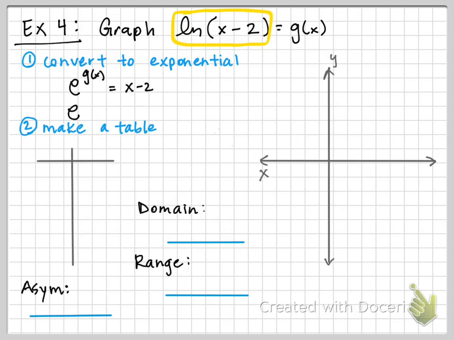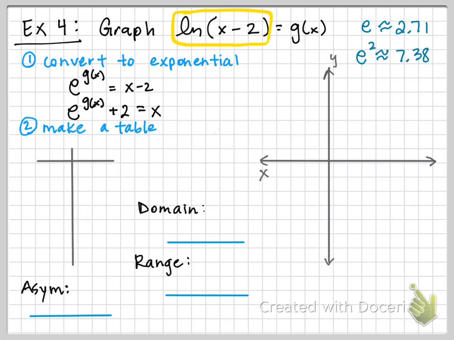So we're going to go e to the g of x power plus 2 equals x. Things we might need to know before we start this. We need to know that e is approximately 2.71. We need to know that e squared is approximately 7.38.